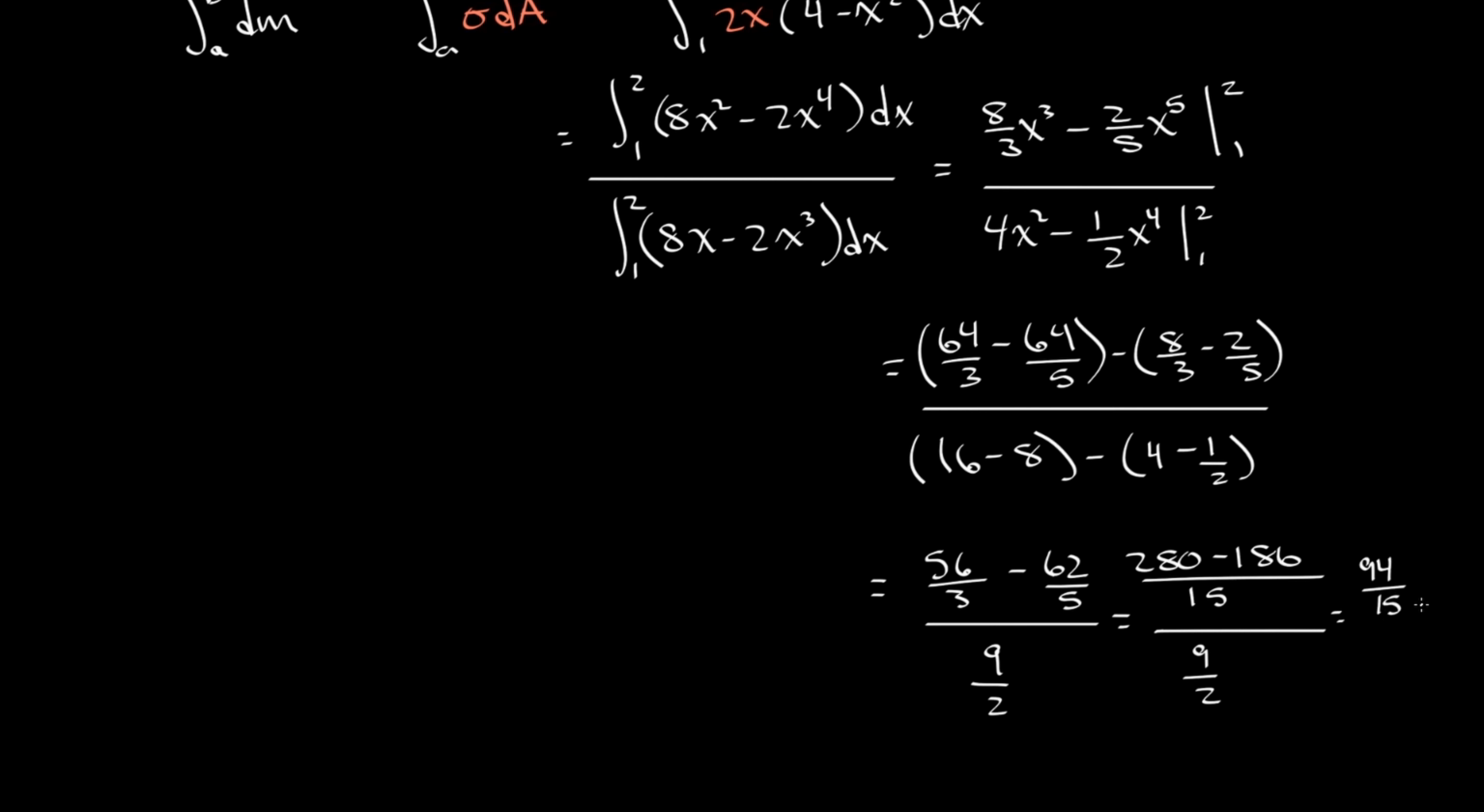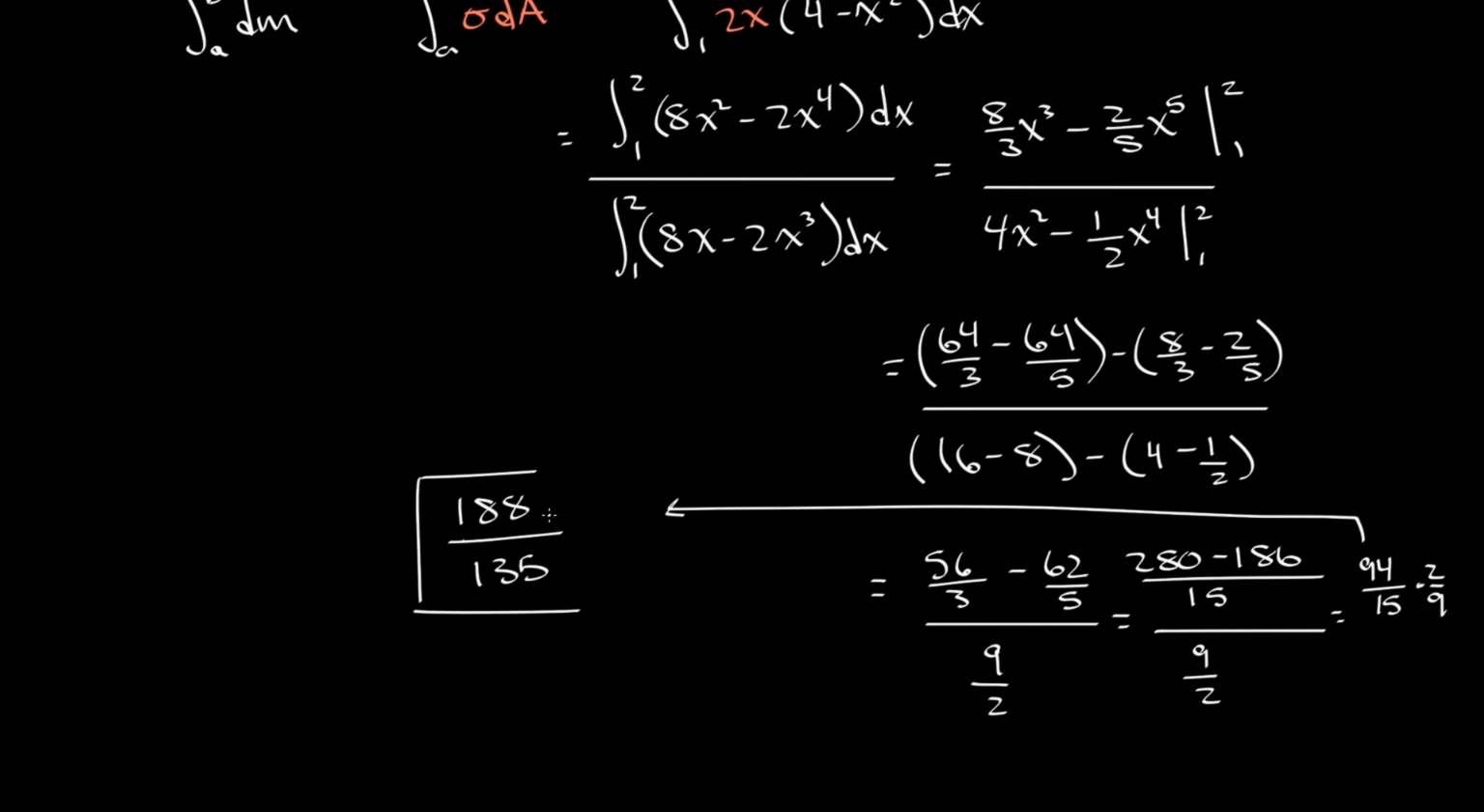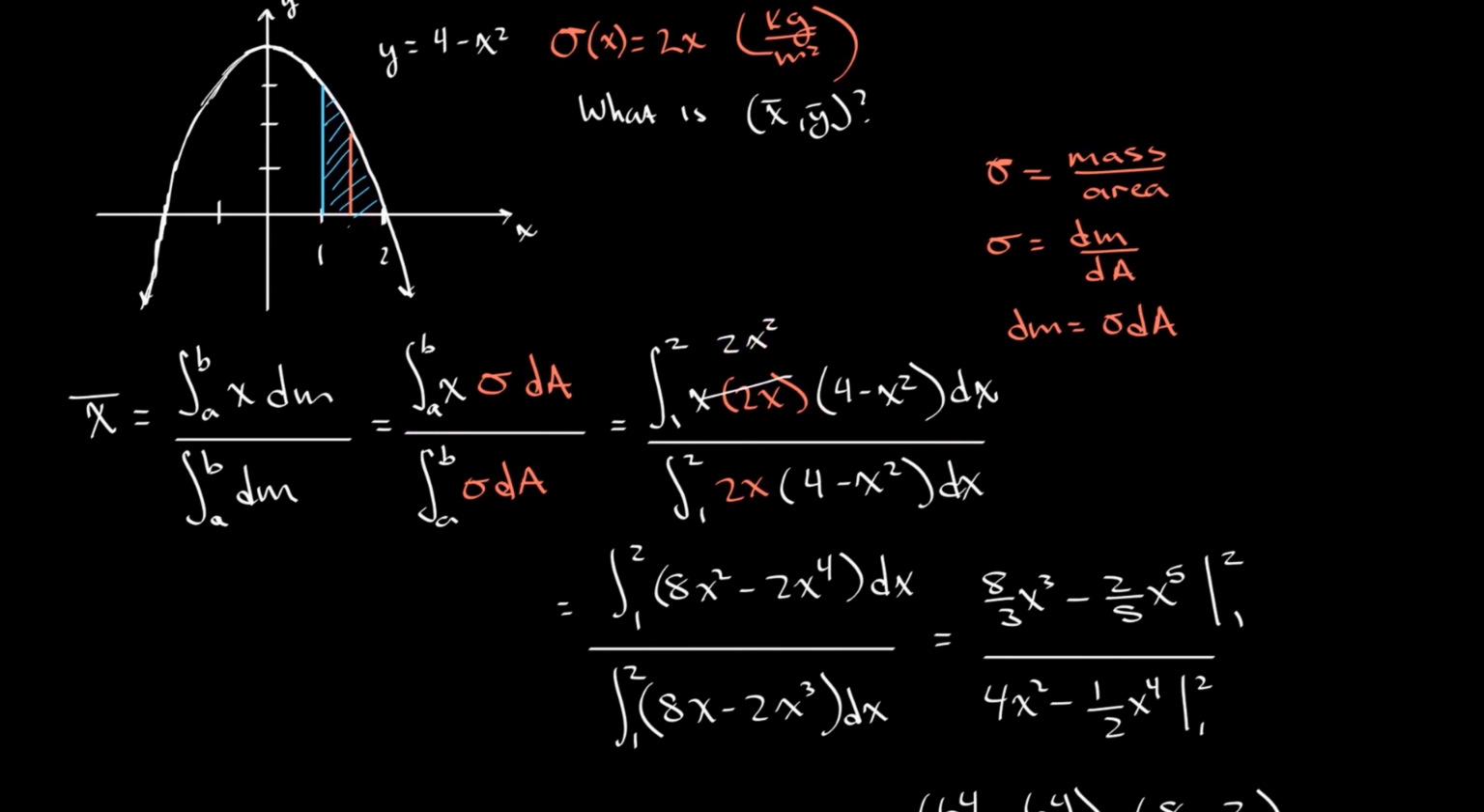Okay. And then we flip this fraction, and we're going to be multiplying by 2/9. I'm kind of running out of space. Let me move this over here. All right, so 94 times 2 is 188. And then 15 times 9, that's 150 minus 15, so that's 135. Oh, wow, look at that. A very nice number to work with here. Wow, 188/135. So 188/135 is our x-coordinate of our center of mass.